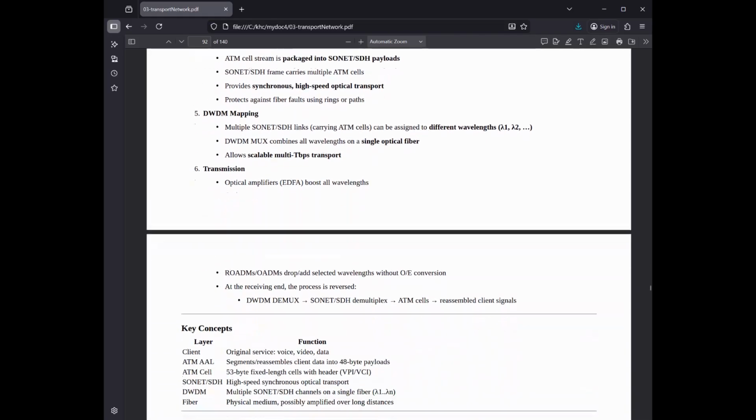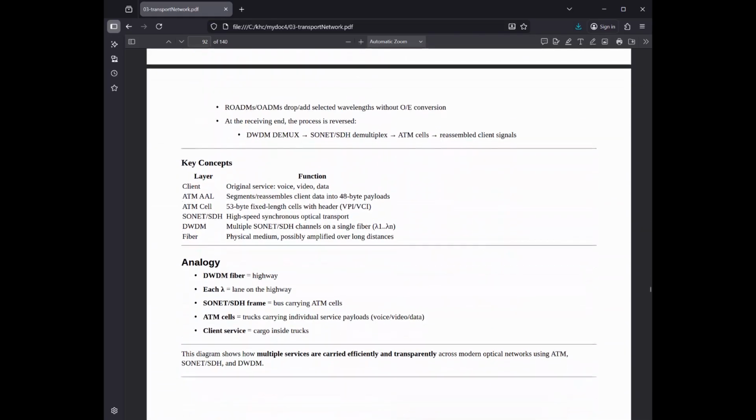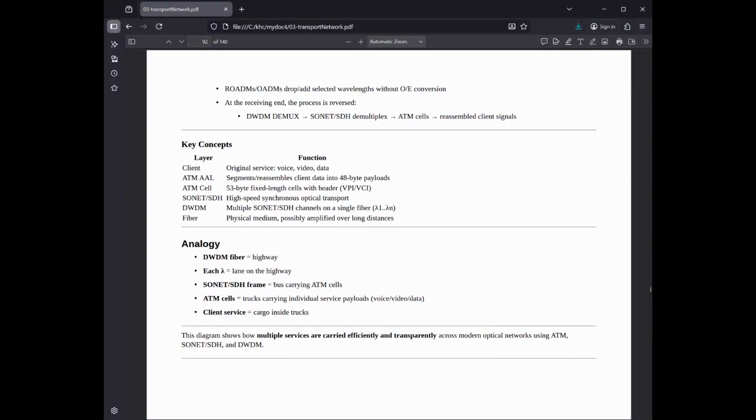Why use this combination? Telecom providers combine these technologies to get the best of all worlds. Technology and what it provides: ATM offers granular control, it can prioritize a voice cell over a data cell. SONET/SDH offers reliability: self-healing rings that can reroute traffic in 50 milliseconds if a fiber is cut. DWDM offers massive capacity: it multiplies the capacity of a single fiber strand by 80x or more.